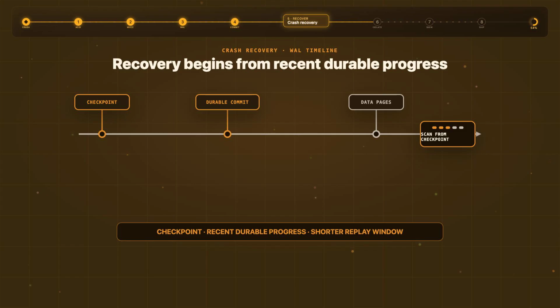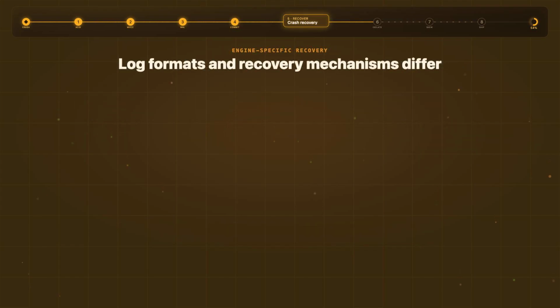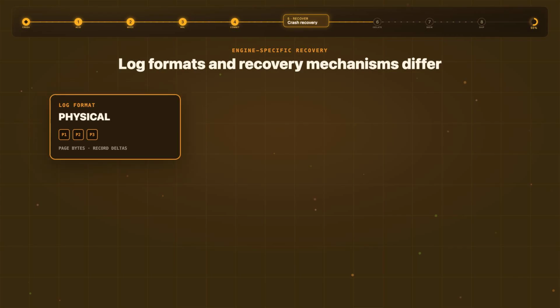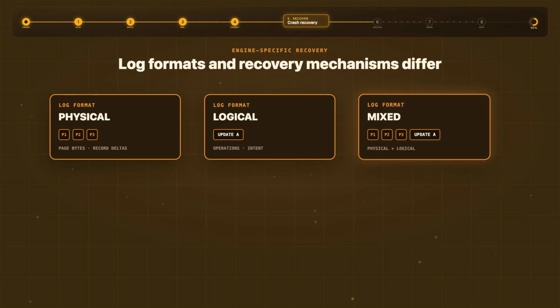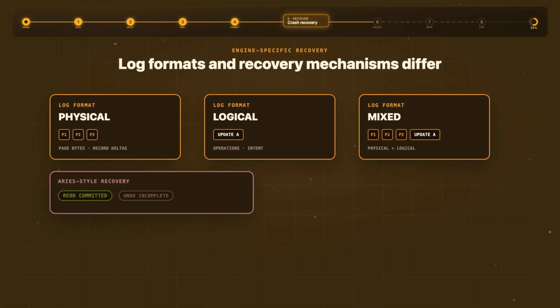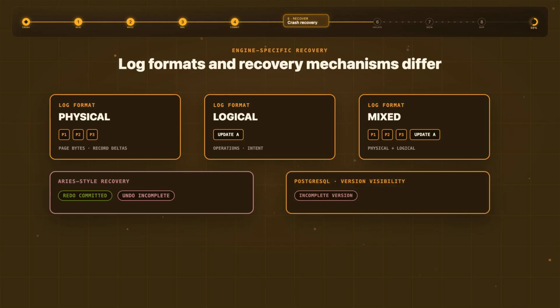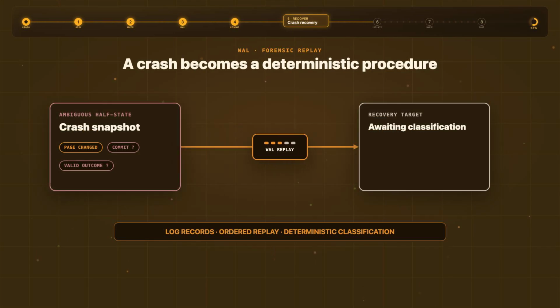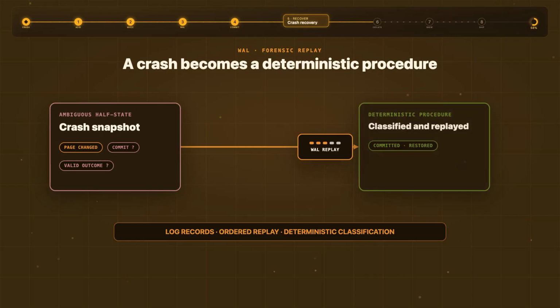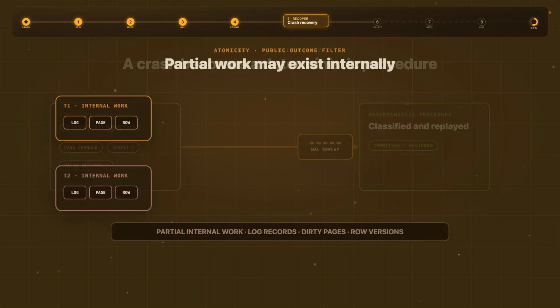Different database engines implement recovery details differently. Some logs contain physical page changes, some logical operations, and some a mixture. Some systems redo committed work and undo incomplete work. Others use version visibility, so incomplete versions simply never become visible. But the central idea survives. The log turns a crash from an ambiguous half state into a deterministic recovery procedure.